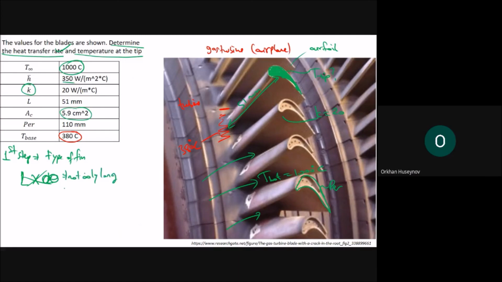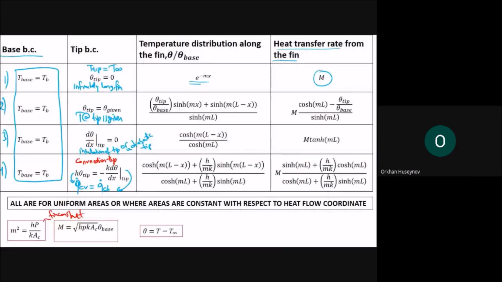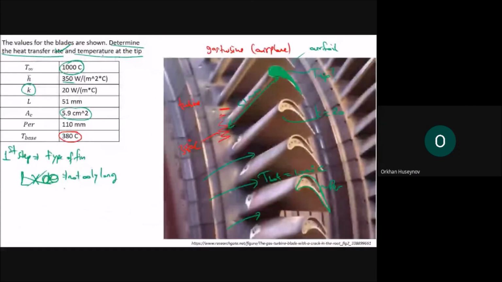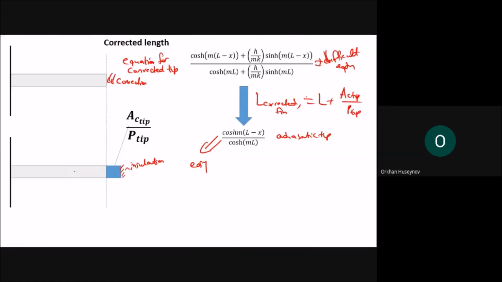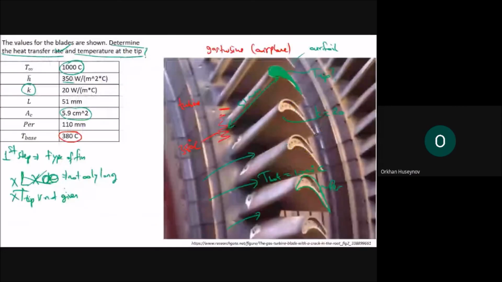Now let's see the second type. The second type says that the temperature at the tip is given. If I go back to this question, the temperature at the tip is not given. Actually, it asks for it. Therefore, it is not the second type. Now comes the third and fourth options. The third option is the adiabatic tip, and if you look at it, it is not adiabatic.